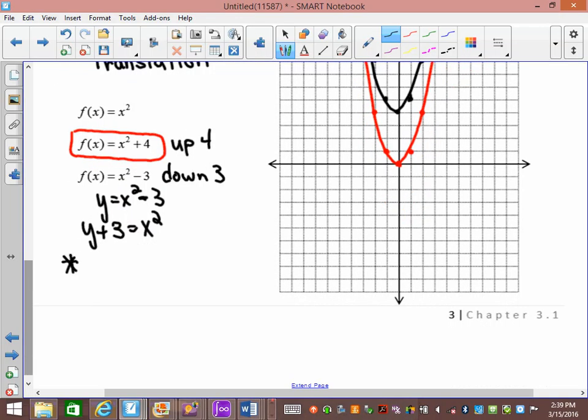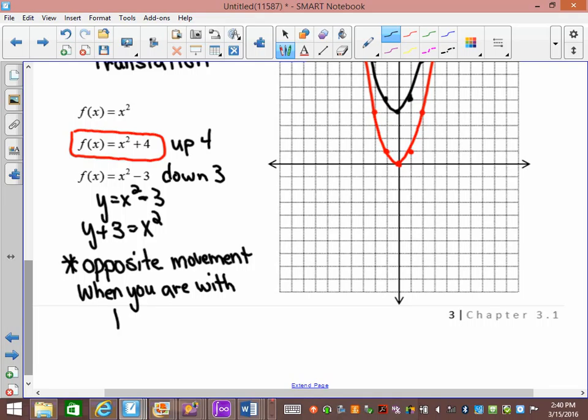Very important, especially in grade 12. So if we know this stuff before going in, we're ahead of the game. Opposite movement when you are with the variable. So when it's with the y, it's plus 3. That means I move 3 down.